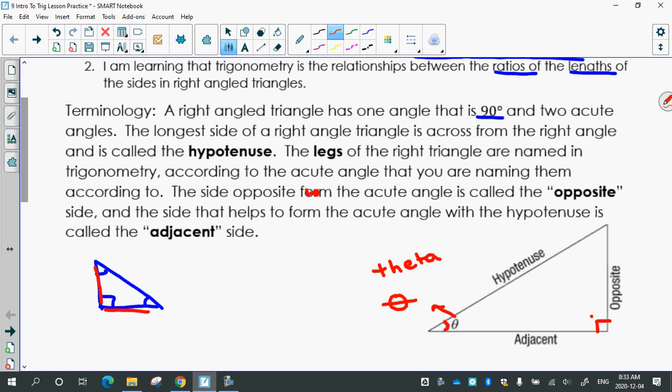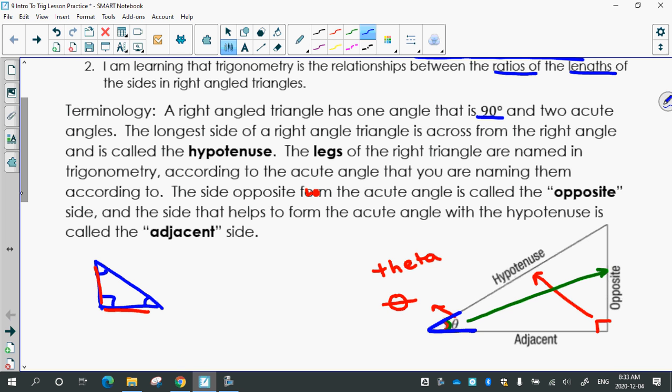Find the right angle, and the side across from it is the hypotenuse, like it was last year. Across from the angle you're naming from is the opposite side. It's opposite to the angle you're naming from. Okay? And then the other side that helps form the angle with the hypotenuse, so the hypotenuse and the adjacent side always form the angle. Adjacent means joins with, connects to, okay, joins with, so it joins with the hypotenuse to make the angle, okay?